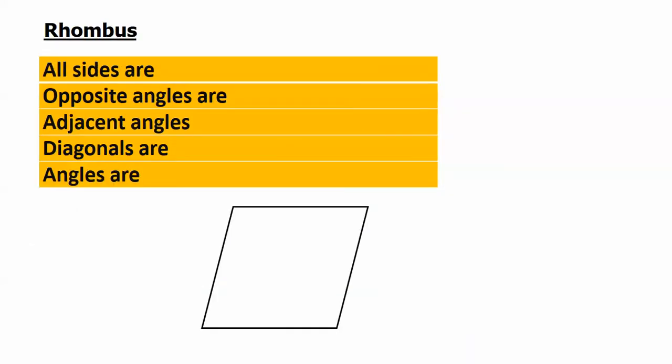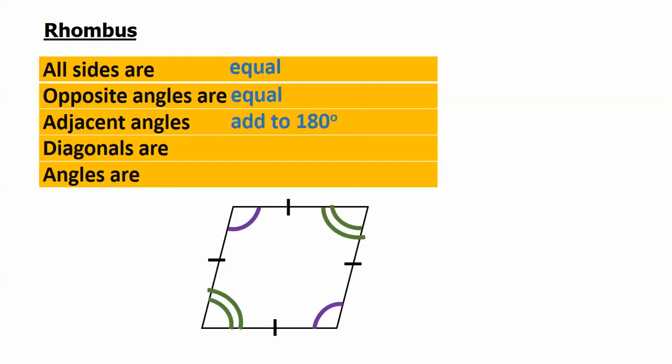In a rhombus, all the sides are equal. We'll denote this with one line at every side. The opposite angles are equal, same as in a parallelogram. So if an angle does not share a side, then they will be equal. So this angle is equal to its opposite. Adjacent angles still sum to 180 degrees, same as the parallelogram. So the purple angle plus the green angle will equal 180 degrees.